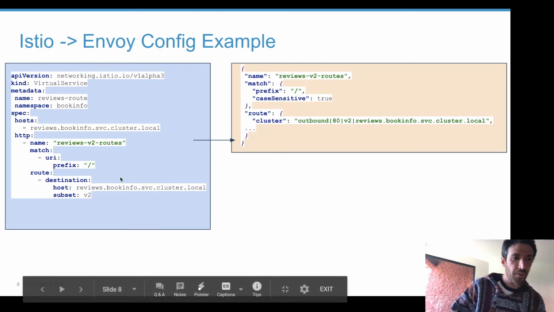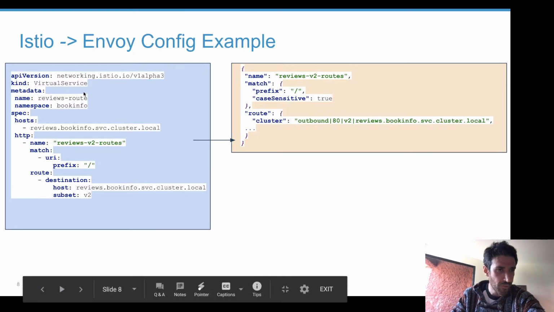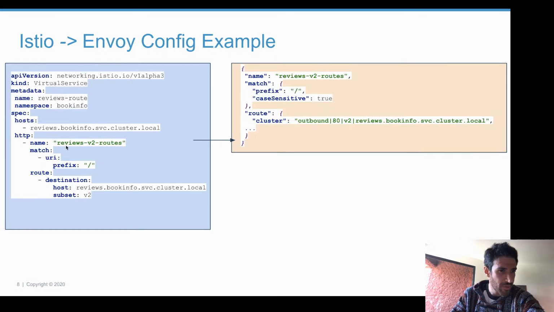So just for an example, I have here a virtual service on the left. This is some reviews virtual service, and what it's doing is routing all traffic that matches this host, reviews, bookinfo, and so on. It's going to intercept that traffic and make sure it's all routed to this v2 subset. And we can see that that gets translated here. On the right, we have the Envoy configuration. This is just a subset of the configuration it gets translated to.